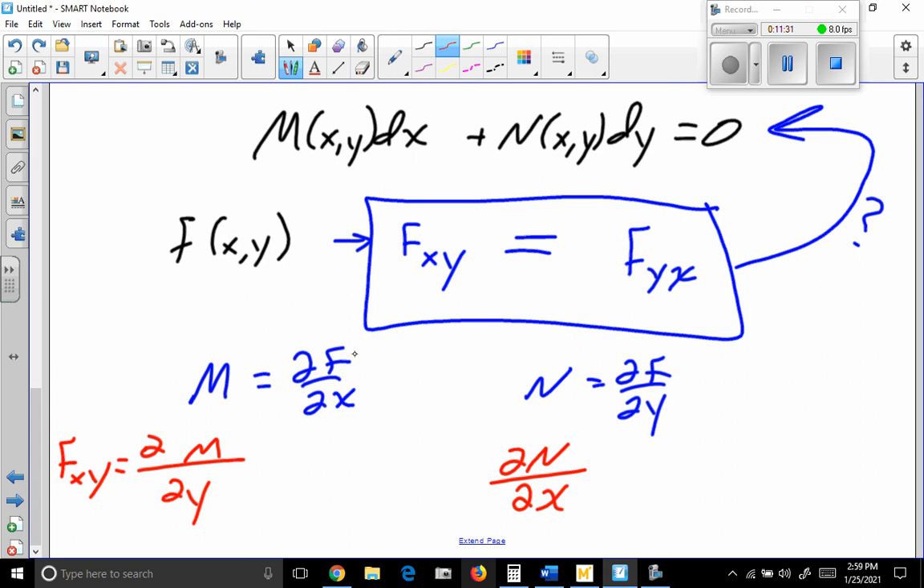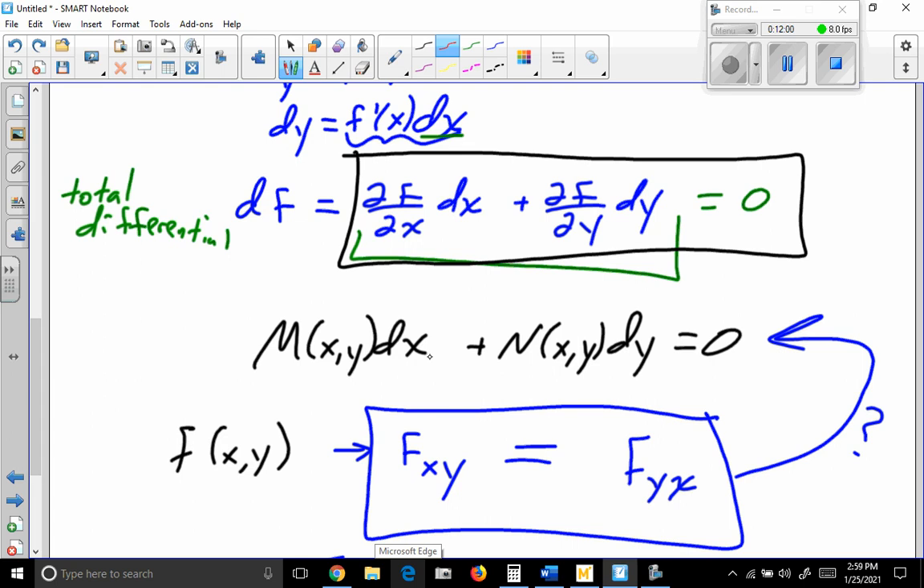So if we take m, which already is a partial of f with respect to x, and then differentiate that with respect to y, then we've differentiated f with x, then y. If we take n, if it's a partial of f with respect to y, and then we differentiate it with respect to x, then this would be f, where we've taken the y partial followed by the x partial. If those two things are equal, then that shows that what we have is indeed the total differential. If they're not equal, then it isn't the total differential.